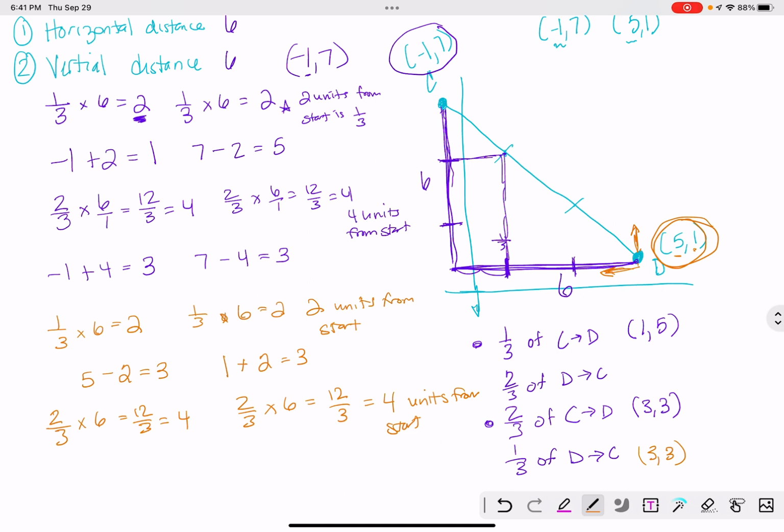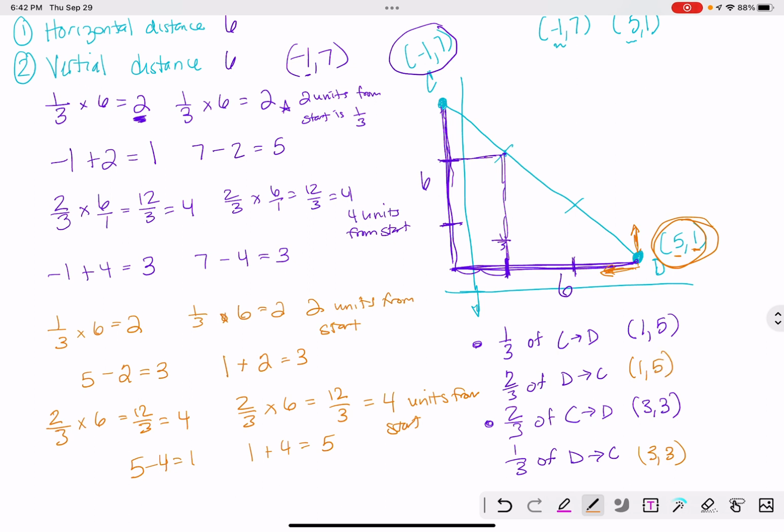4 units from start. So my starting point was 5 for my x. Oh, I already did 5. Hold on. Oh, no, I didn't. Okay. Here we go. So 5 for my x. So 5, I'm going to the left. So I'm going to take away 4. That gives me 1. And then I'm starting at 1. And I'm going up. So I'm going to add those 4. That gives me 5. So that point will also be 1, 5.